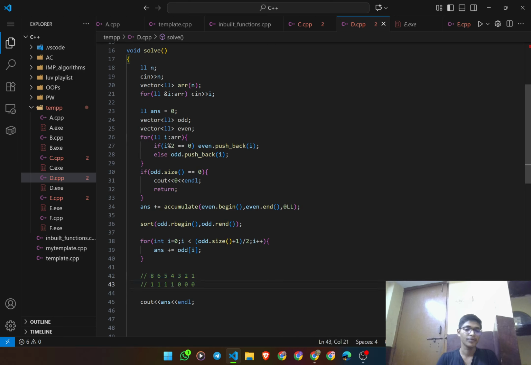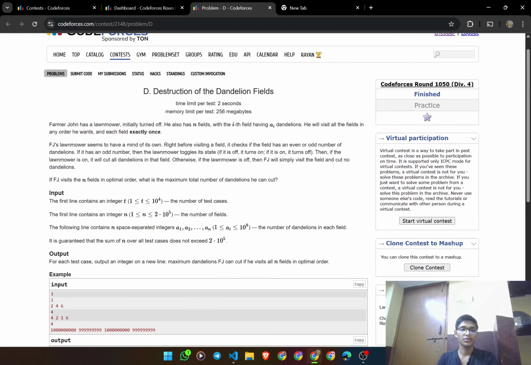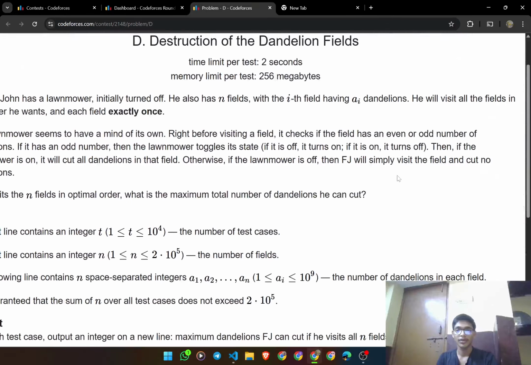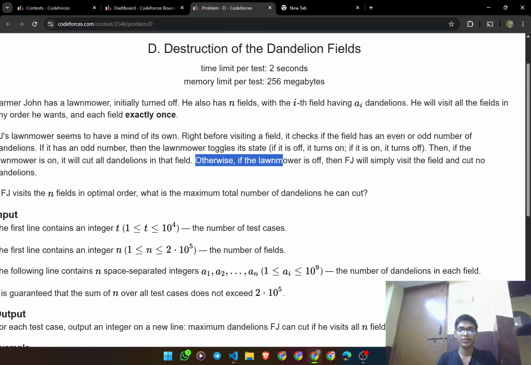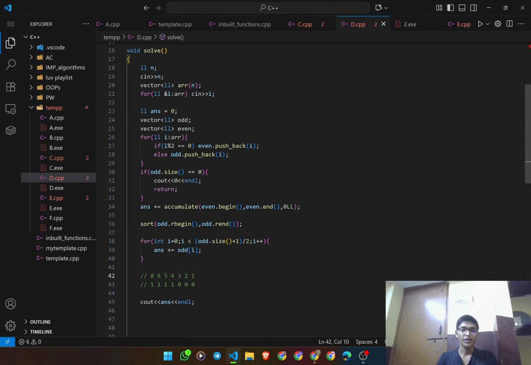So this is done now. This can be odd, because otherwise the harvester is off. These are not considered because here the harvester is off, and when the harvester is off it cannot cut the dandelions of that field. So these were neglected and these were considered. So this is our logic for the fourth question, D.